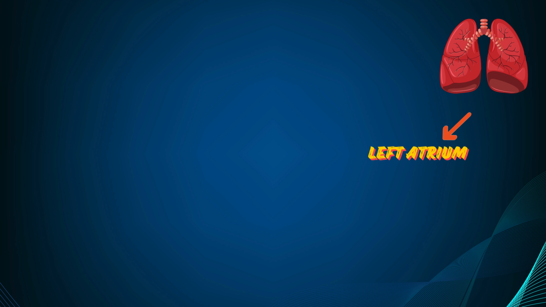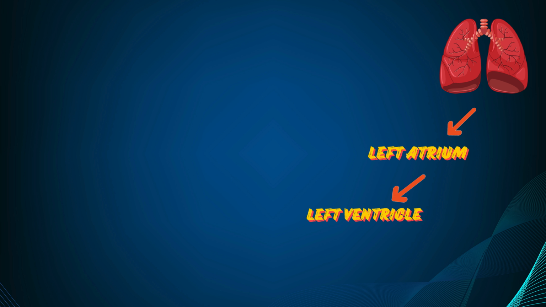The pulmonary vein empties oxygen-rich blood from the lungs into the left atrium of the heart. As the left atrium contracts, blood flows from the left atrium into your left ventricle through the open mitral valve.